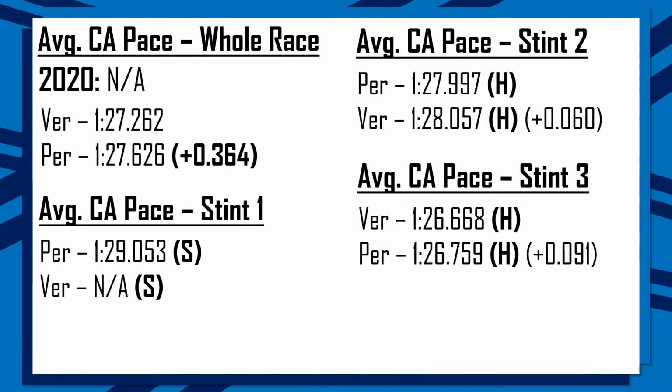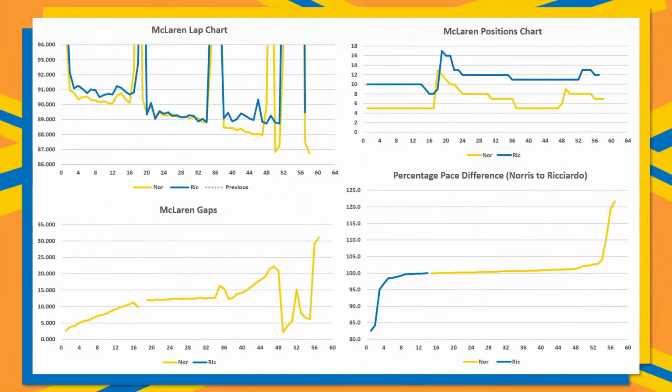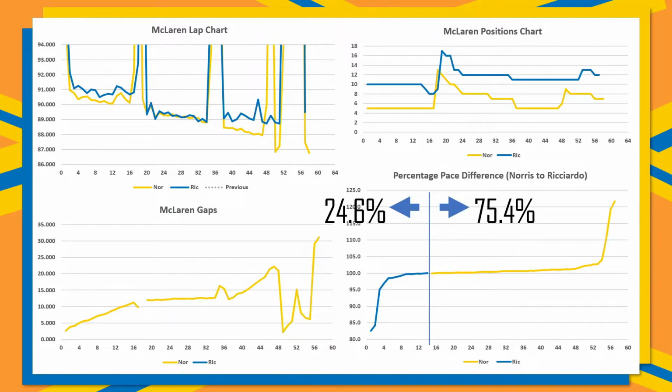And so moving from Red Bull, we'll now take a look at McLaren, and splitting their percentage pace difference down the middle, we can see that for 24.6% of the race, it was Daniel Ricciardo in the blue who was the faster of the two cars, and for 75.4%, it was Lando Norris in the orange.